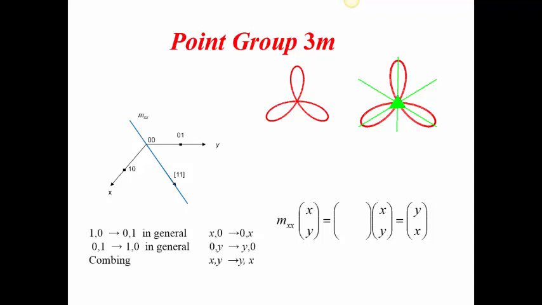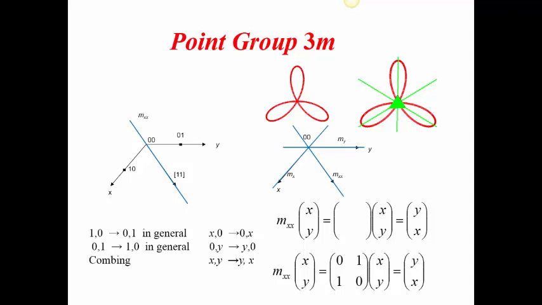What's the matrix representing this particular mirror? You go ahead and do it. Yes, it's 0, 1, 1, 0, and you can see that that determinant is -1. And another thing is, if you take the MX mirror and you have a threefold here, you generate an MY and an MX.